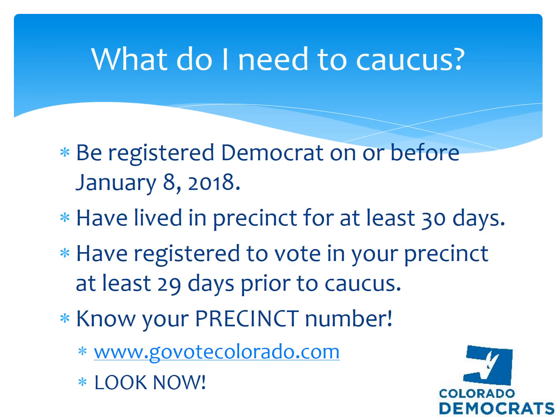What do I need to participate in caucus? First, you must be a registered Democrat on or before January 8th of this year. You must have lived in your precinct for at least 30 days. You must have been registered to vote in your precinct for at least 29 days prior to the caucus date. And it's also very helpful if you know your precinct number in advance. This will save you a great deal of headache on caucus night. You can find your precinct number at the website govotecolorado.com. If you like, you can pause this video and go to that website now.